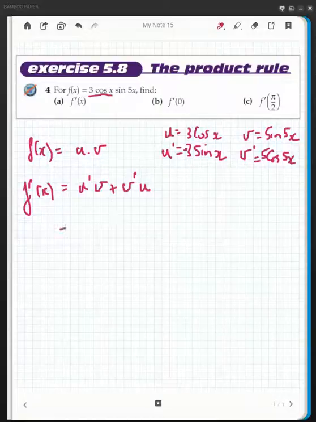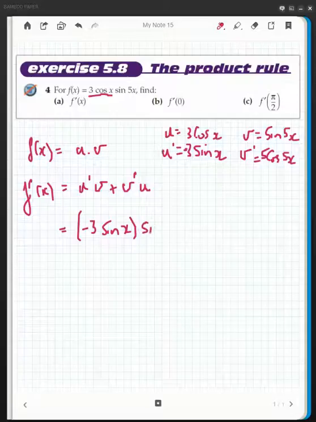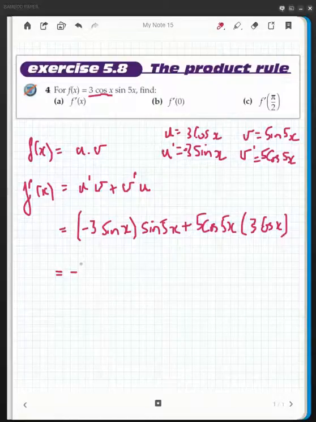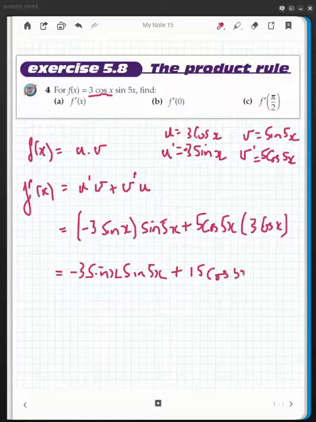Okay, so putting it together, u dash is -3 sine of x times v, which is sine of 5x, plus v dash, which is 5 cos of 5x, times 3 cos of x, which is going to be -3 sine of x sine of 5x plus 15 cos of 5x cos of x. Okay, so that's part A, the derivative.